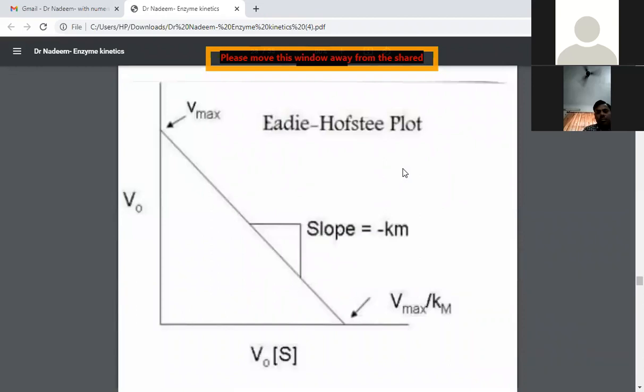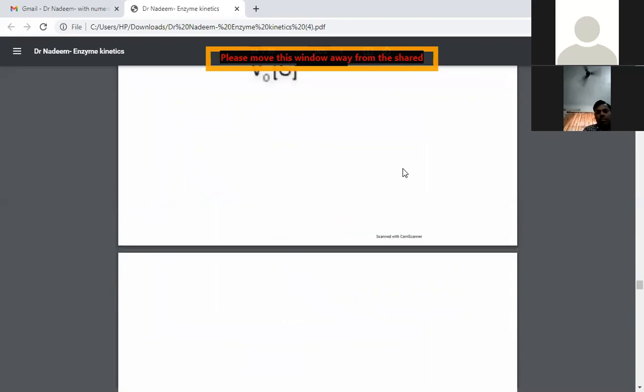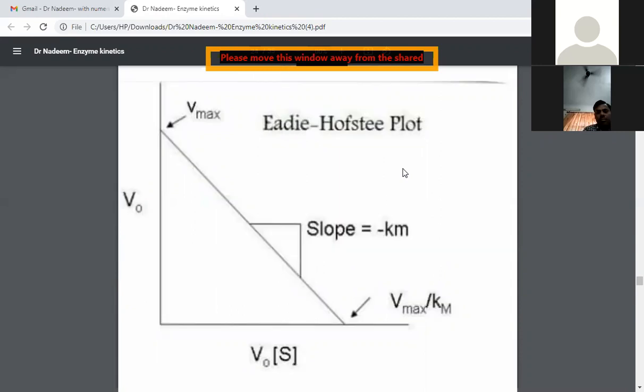Now this is the Eadie-Hofstee plot, just like the Lineweaver plot, but slightly different. Here the x-axis is denoted by V, which is velocity, while the y-axis is velocity divided by substrate, V by S, meaning V upon S. Again, there is a straight line. We plot concentration-wise graph on the x-axis and y-axis.